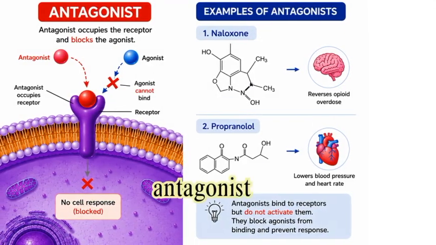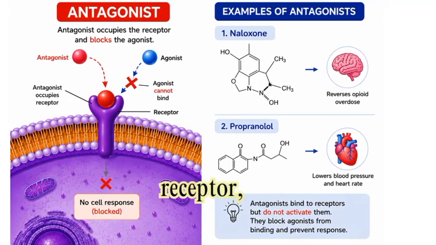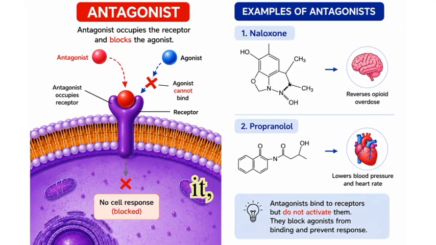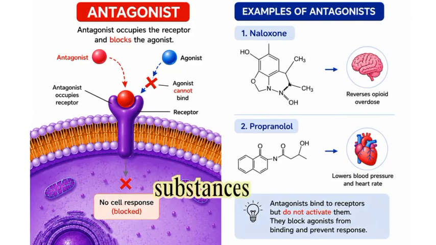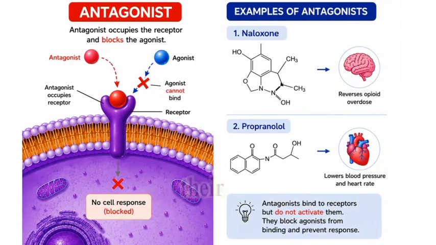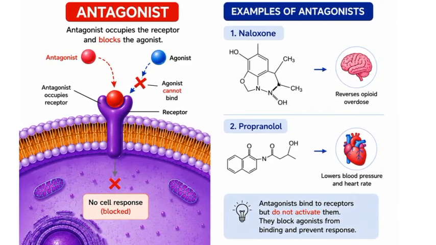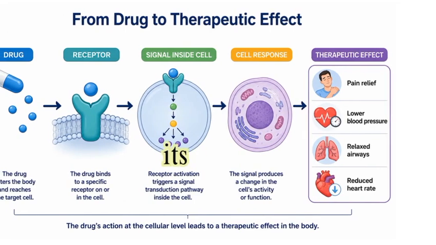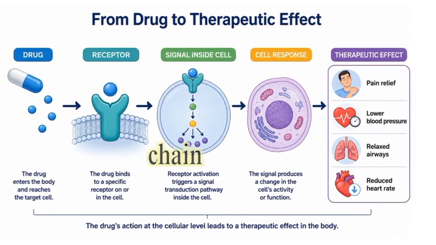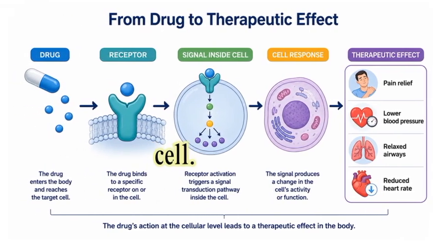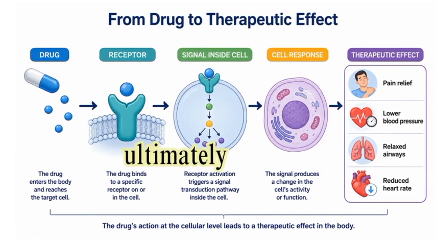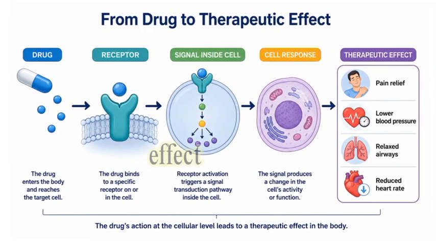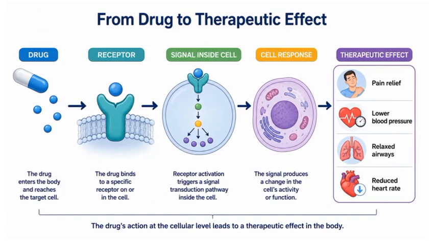An antagonist also binds to the receptor, but instead of activating it, it blocks the receptor. This prevents natural substances or other drugs from producing their effects. Once a drug binds to its receptor, it triggers a chain of events inside the cell. This process, called signal transduction, ultimately produces the therapeutic effect of the medication.